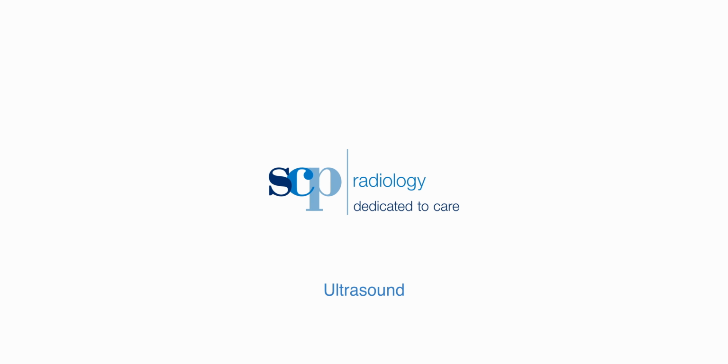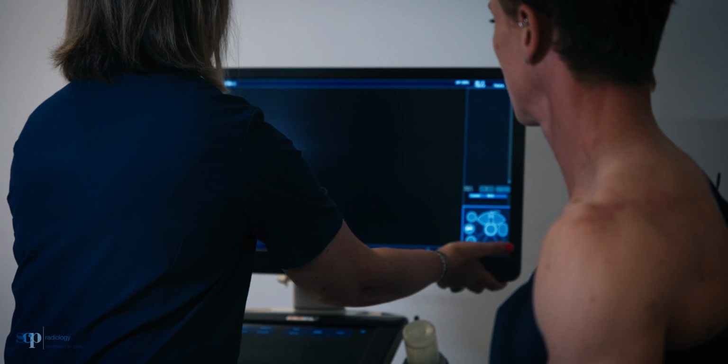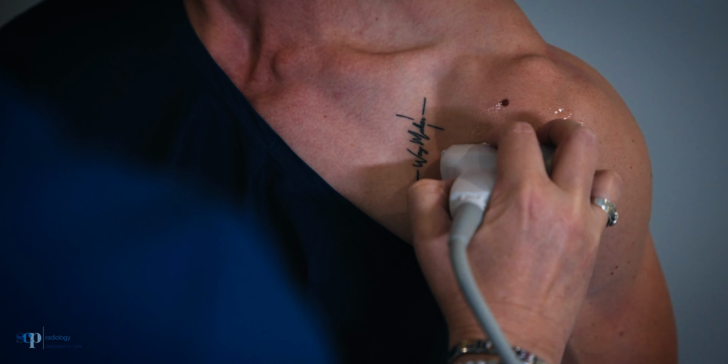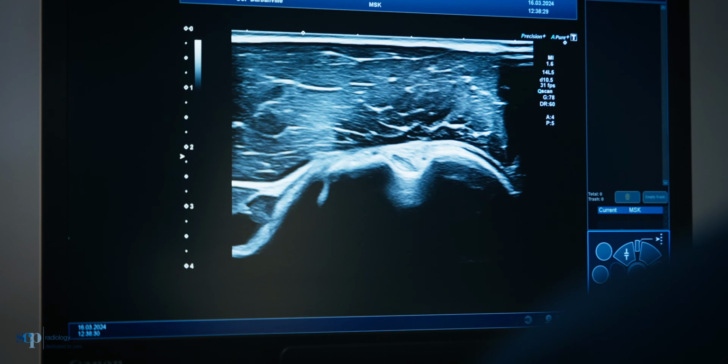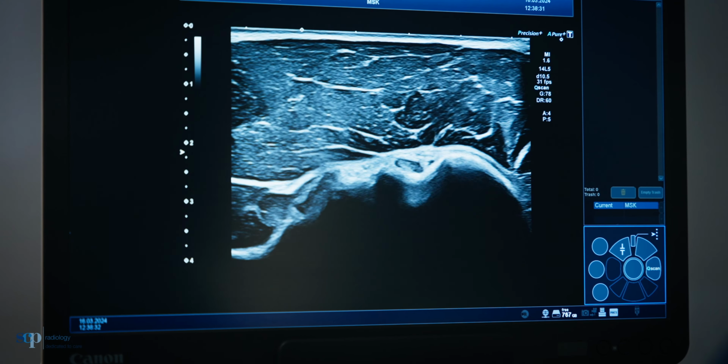A musculoskeletal ultrasound is typically requested of a joint when there has been an injury and where the x-rays don't show a fracture or a dislocation. But the referring doctor suspects a soft tissue injury, and that can be of the ligaments or the tendons around the joint. And that's where ultrasound plays a critical role to assess these soft tissue structures.